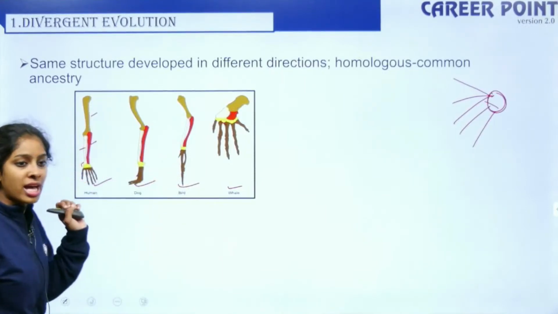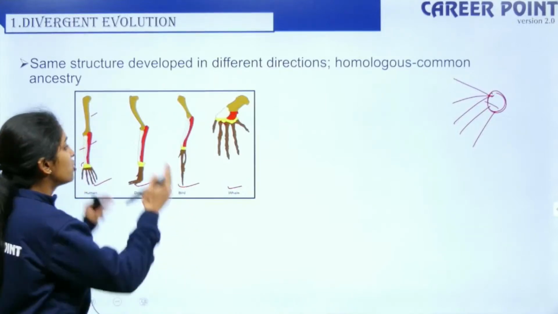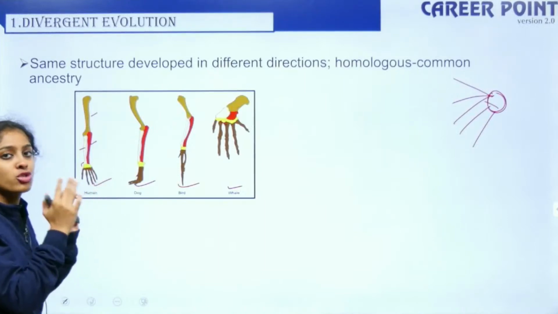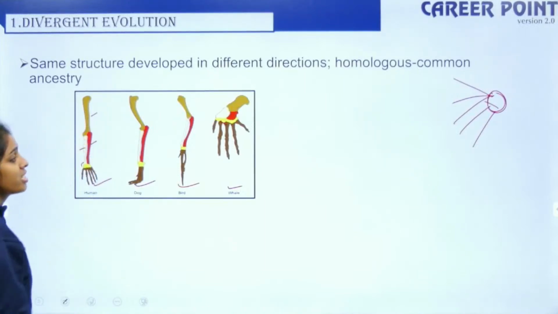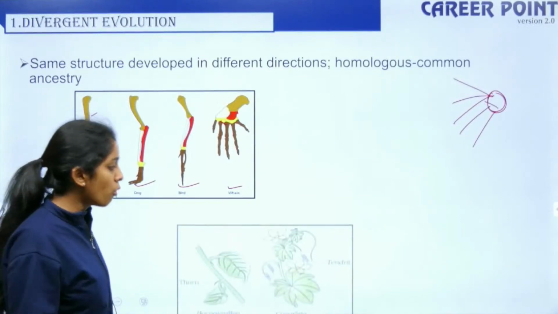For example, we use hands for a lot of purposes. The same purpose, a bird does not use the hands, right? So the function is different, but the structure is the same. This is called divergent evolution. Okay, so they diverge from a single point.